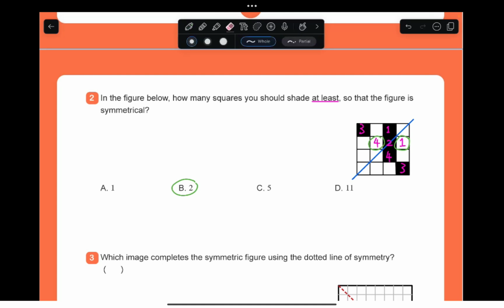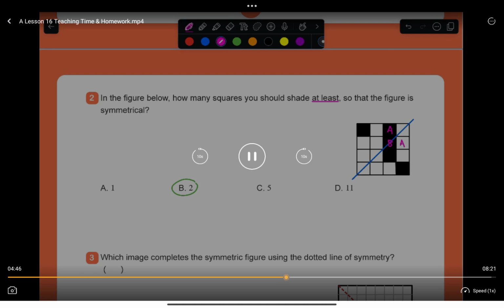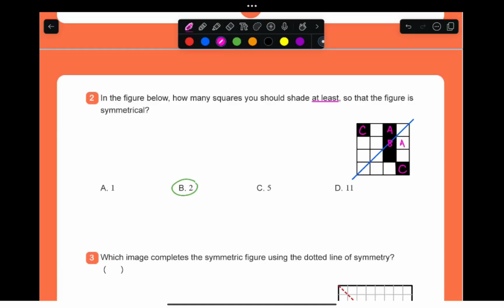You have to shade 2 squares. Okay, maybe I'll change my drawing a little bit. Don't use 1, 2, 3, 4. It may be a bit confusing. So this is A. Then you also need to shade this A. B is already on top of the mirror line, so you don't have to shade anything. C and C, they are all shaded. D, you have to shade this one. So that's why you have to shade the D and the A. So the answer is 2. Now we go on to question 3.